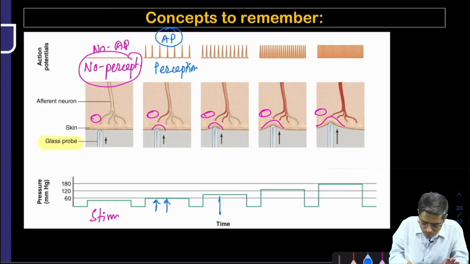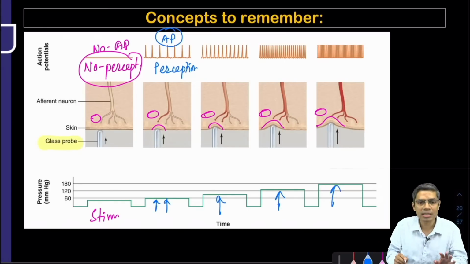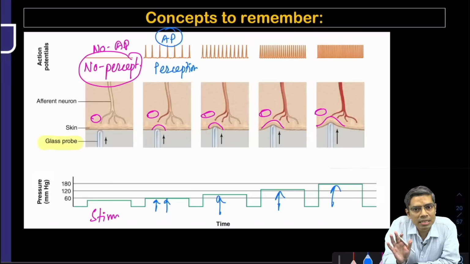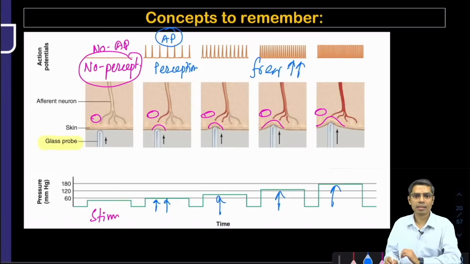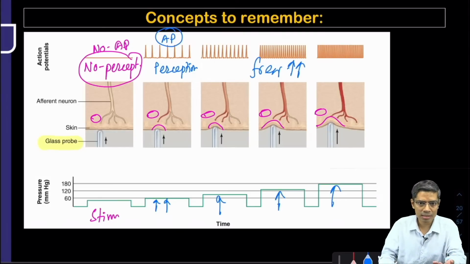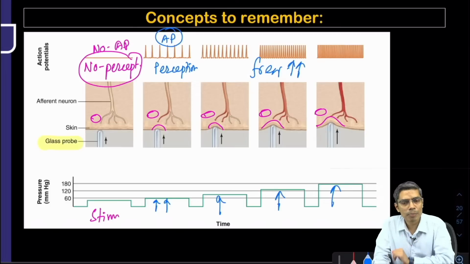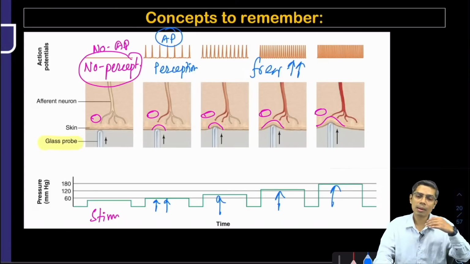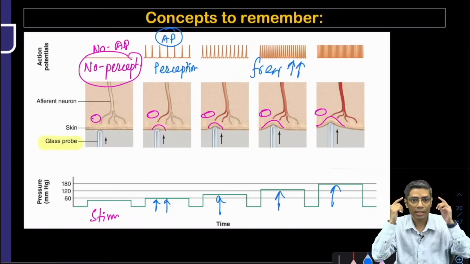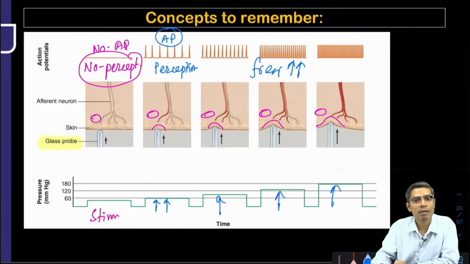If you give more and more strong stimulus, the amplitude is not changing, but the only parameter of the action potential that is changing is frequency. That is why we say the stronger the stimulus, the more the increase in frequency of the action potential, and the more the frequency of action potential, the stronger the perception will be seen at the level of the brain.